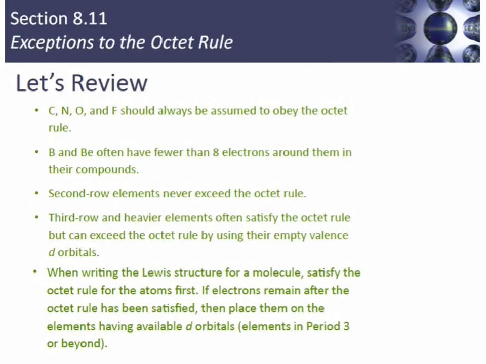All right, so review real quick. Remember that C, N, O, and F always have to obey the octet rule. B and Be are exceptions. B will have 6 to be happy, and Be will have 4. Second row elements cannot have expanded octets. And then all the outer atoms have to satisfy the octet rule, and then the remaining goes on to the central atom.